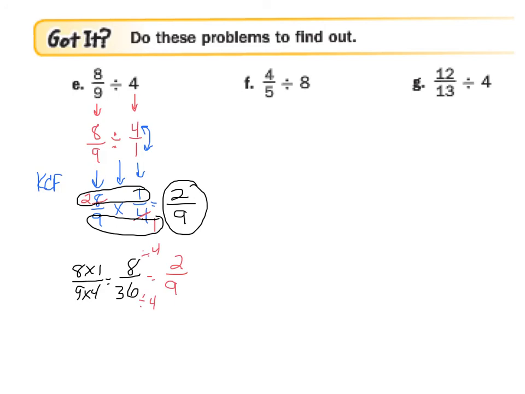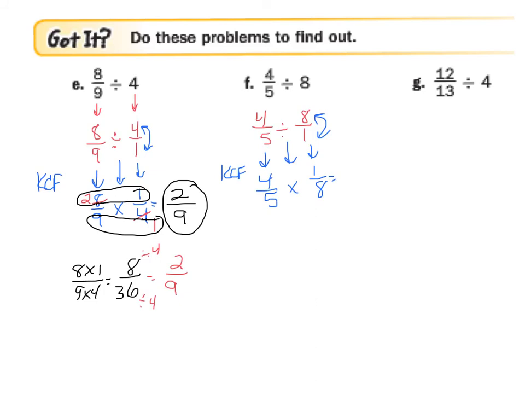Let's try the next one. We're going to rewrite the whole problem, keeping the division and writing 8 as a fraction, which means put it over 1. Now I'm going to do my keep, change, flip. 4/5 stays the same. Change to multiplication, and now I'm going to use the reciprocal, which would be 8 over 1.